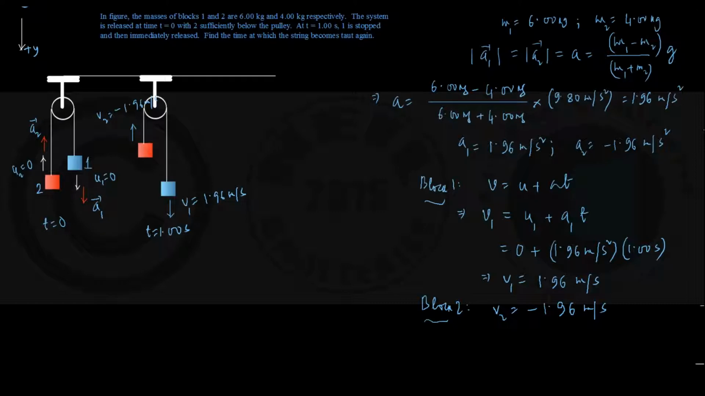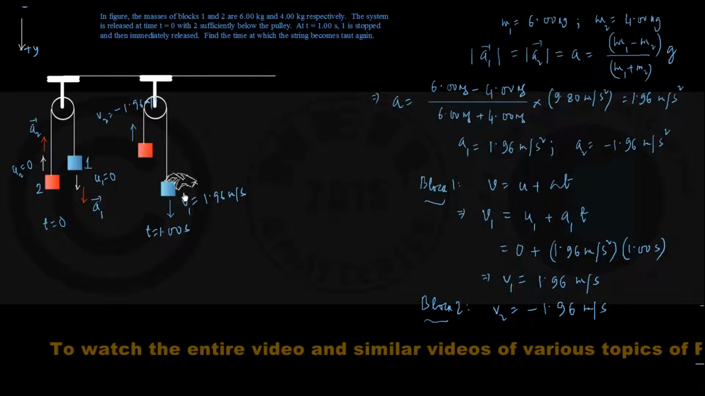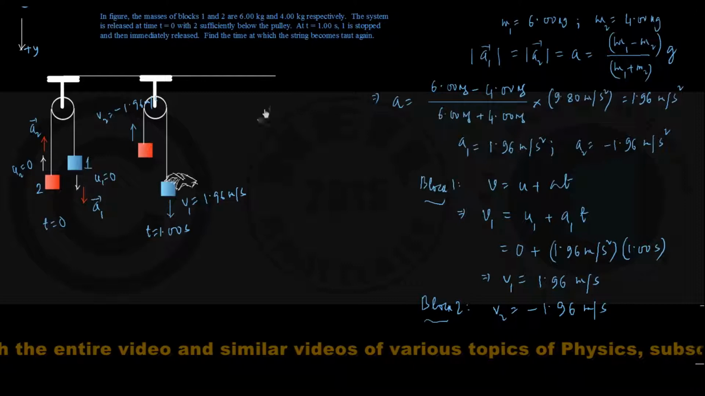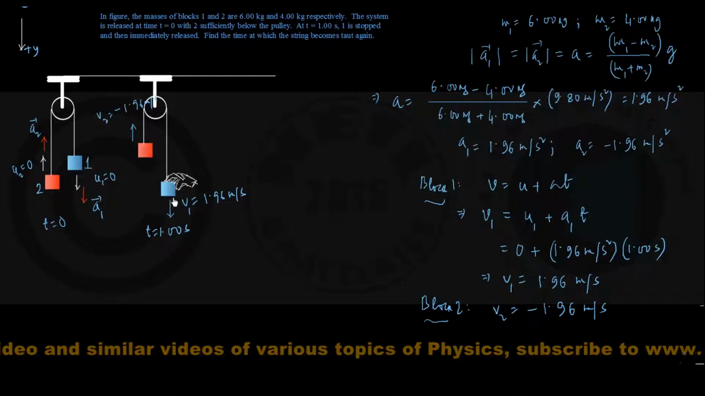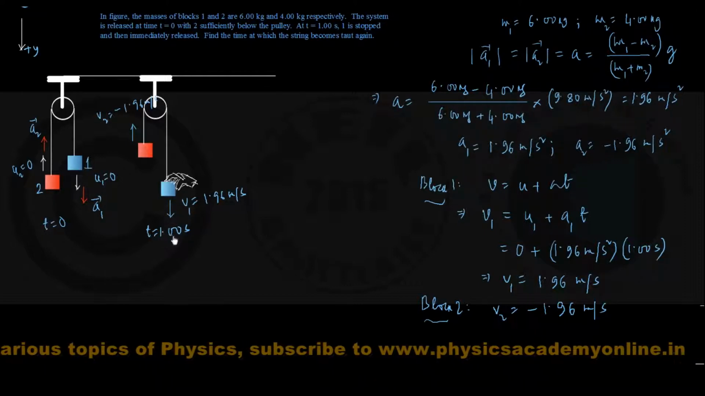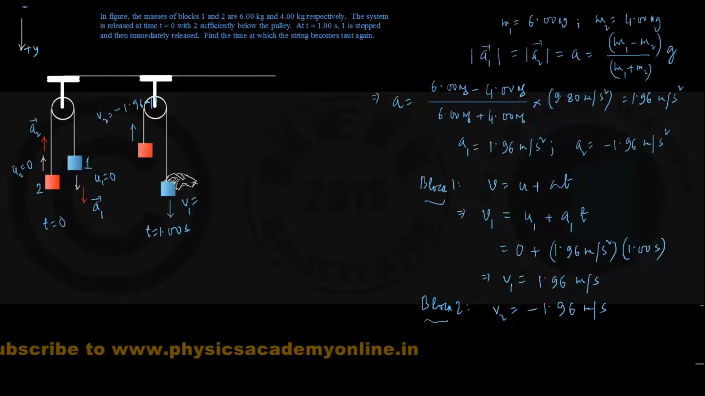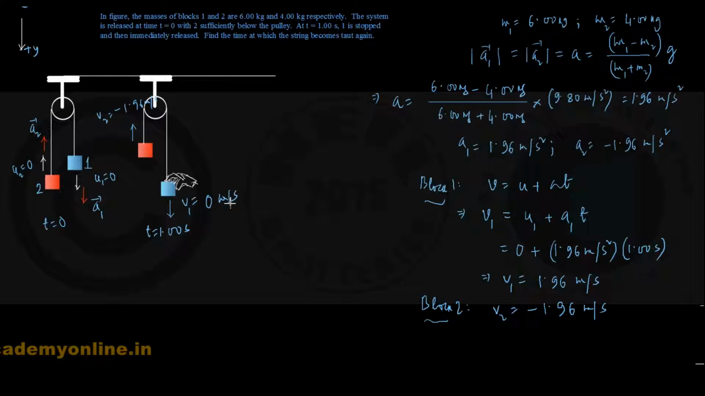Now, if somebody holds this block one for a moment and then releases it, what happens? This block loses its existing velocity and once again starts moving downwards from rest, isn't it? Read the question properly. Block one was stopped and then immediately released. That is, without any loss of time, at the same time of 1.00 second, the velocity of block one is lost. And once again, it starts to move downwards with a velocity of 0 meter per second.